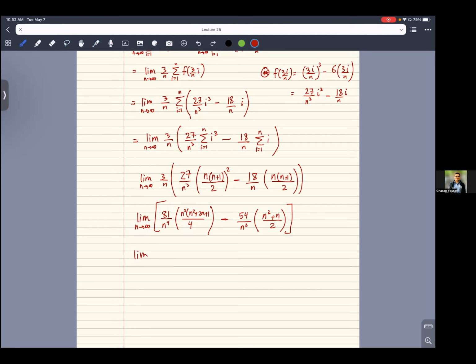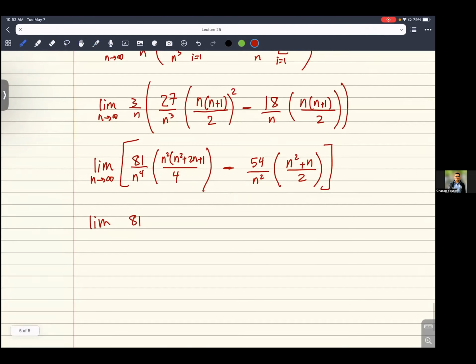So the limit of 81, here n to the power, I'm going to distribute again, n to the power 4 plus 2n to the power 3 plus n square over 4 n to the power 4 when n goes to infinity, minus the limit of 54 times n square plus n over 2n square when n goes to infinity.